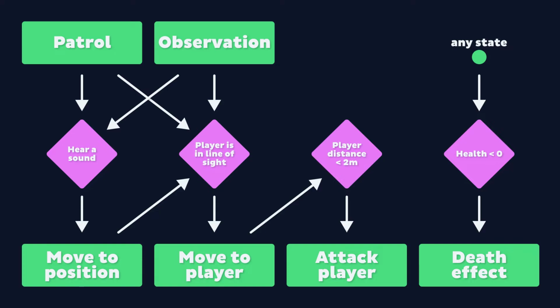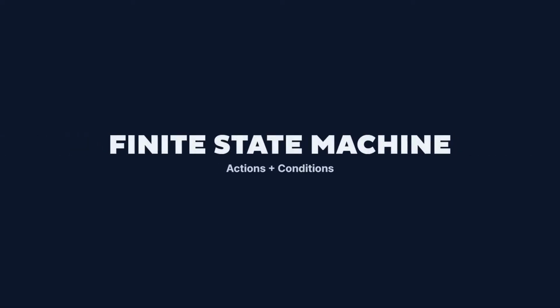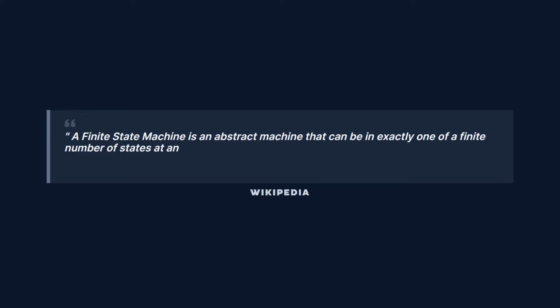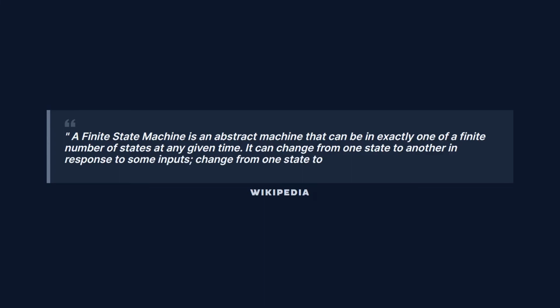Of course, we find all the actions mentioned before. The technique is based on states, so action plus conditions. This concept is called a Finite State Machine. A finite state machine is an abstract machine that can be in exactly one of a finite number of states at any given time. It can change from one state to another in response to some inputs. The change from one state to another is called a transition.